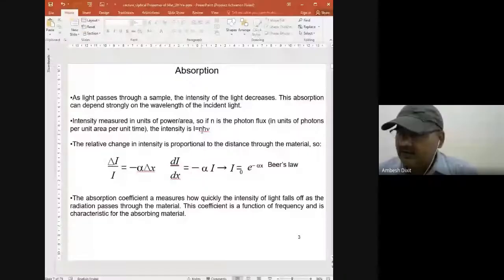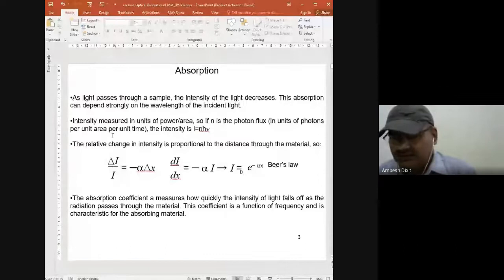And you know what n is, right? These are photons, and they follow certain statistics. You know what statistics I need to use, right? Planck's statistics. You use Planck's statistics and integrate, and you will get the total intensity.